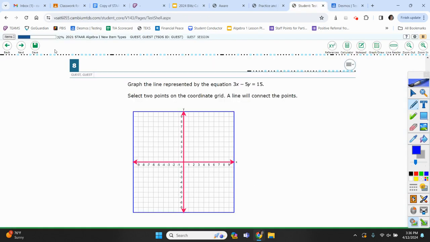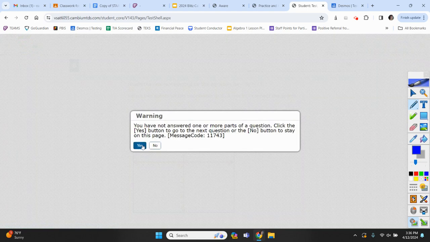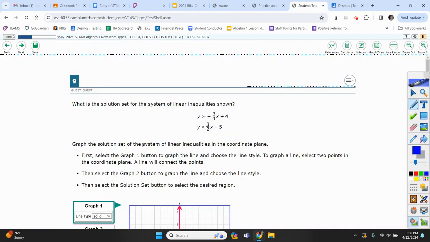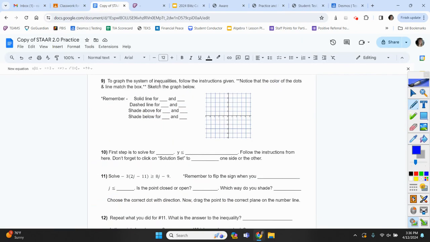Number 9. To graph the system of inequalities, so I'm reading this paper here. To graph the system of inequalities, follow the instructions given. Notice that the color of the dots and line match the box, and then sketch the graph below. So I have a little reminder here.